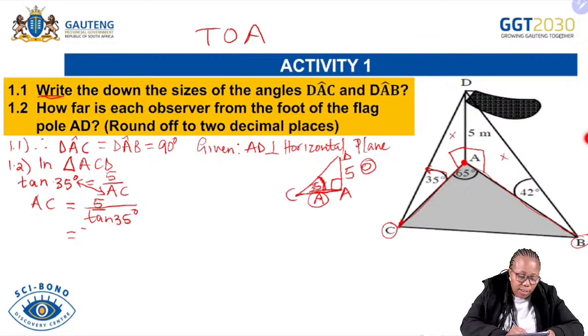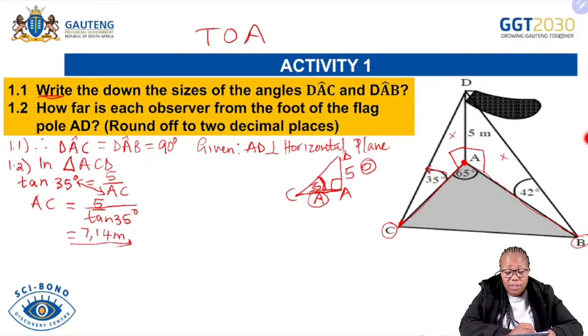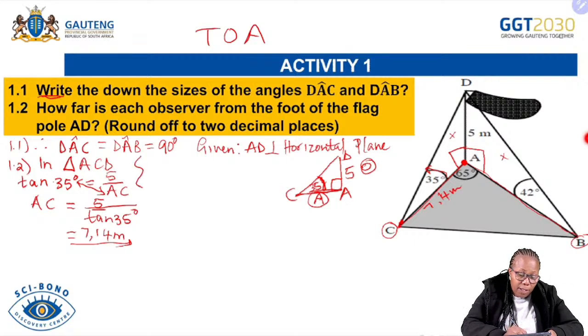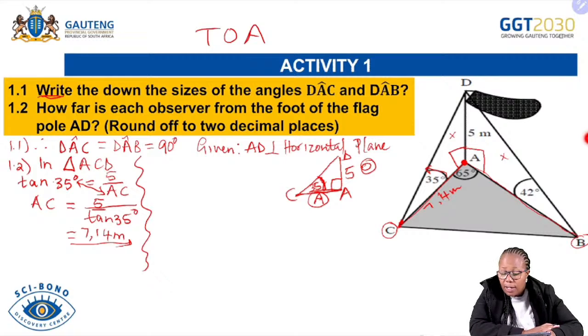So AC is 7,14 meters because it is given in meters. Can you see that, grade 12? Okay, we are having 7,14 meters for AC. And then let's calculate another length from the observer to point A again.